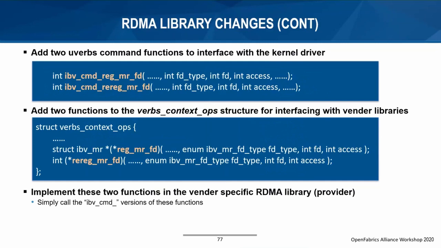The user space also needs to add the uverbs command functions, so the information can be passed down to the kernel. And the user space also has a similar vendor-specific device structure. In this, we need to add these new functions, so the vendor-specific operations can support this new file descriptor-based memory region. Next slide, please.